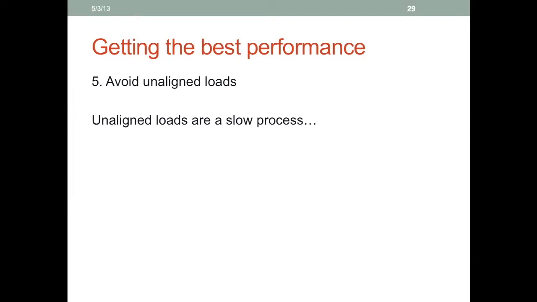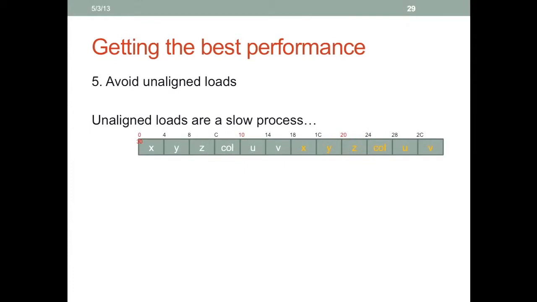Avoid unaligned loads, like really, just don't do it. It's a really slow process. It looks like this. So here's a typical looking vertex stream, something that I'm very familiar with. This vertex is not aligned to 16 bytes, although I wouldn't have made this mistake under normal circumstances. We want to load the position of our second vertex, but it's not on a 16-byte boundary.